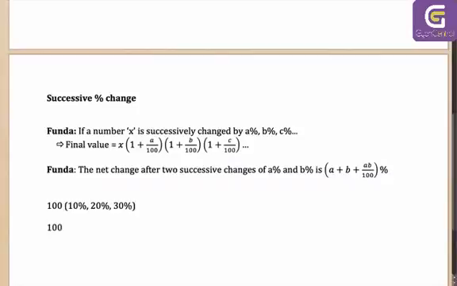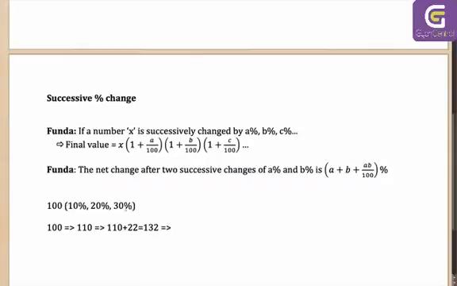Then what will be the final value? Let's say you start with 100, a 10% change makes it 110. You add another 20% to it. Now this 20% is not of 100 but of 110. That means you add how much to it? You add 22 to it, and it becomes 132.